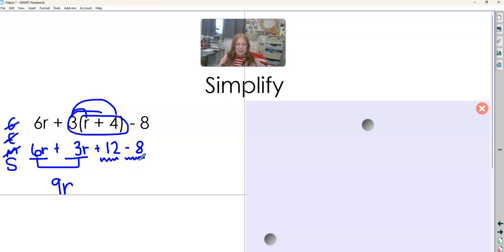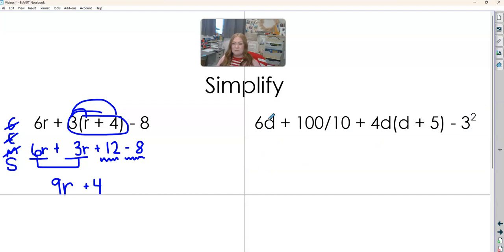Here's another constant, another number. Take away 8. So I have 12, I'm taking away 8 of them. I'm left with 4. I can't put 9 r's and numbers together. So that's as simple as we can go. So we have 2 terms, 9 r's and 4. Here's the coefficient. Here's the variable r. Here's the constant. So that's as simple as it can go. So let's try another one of those.